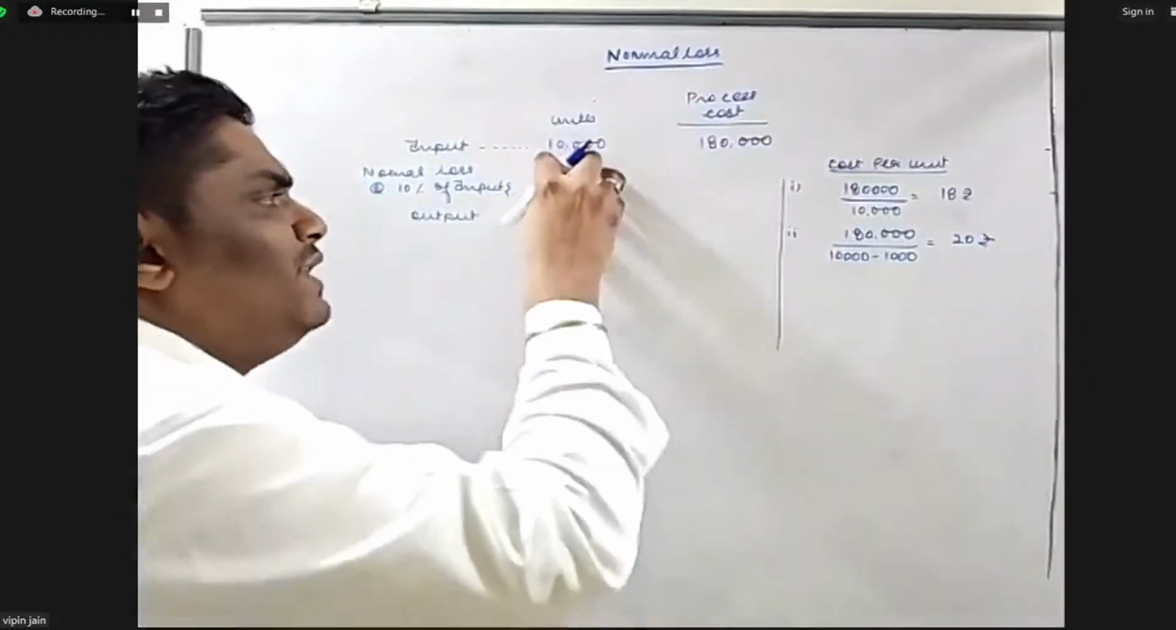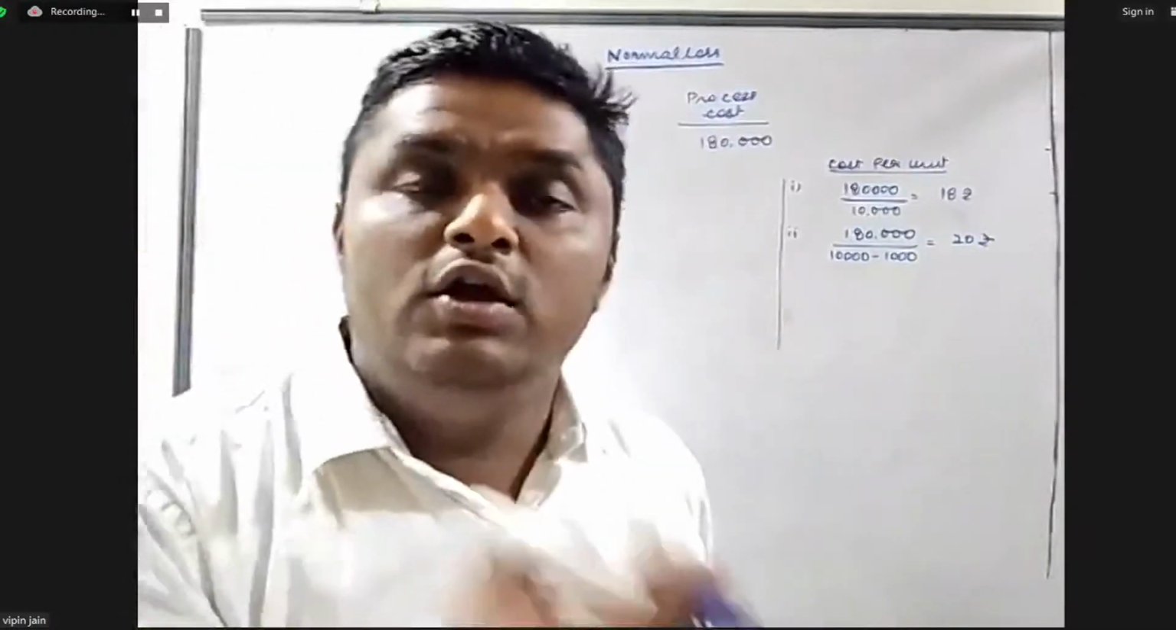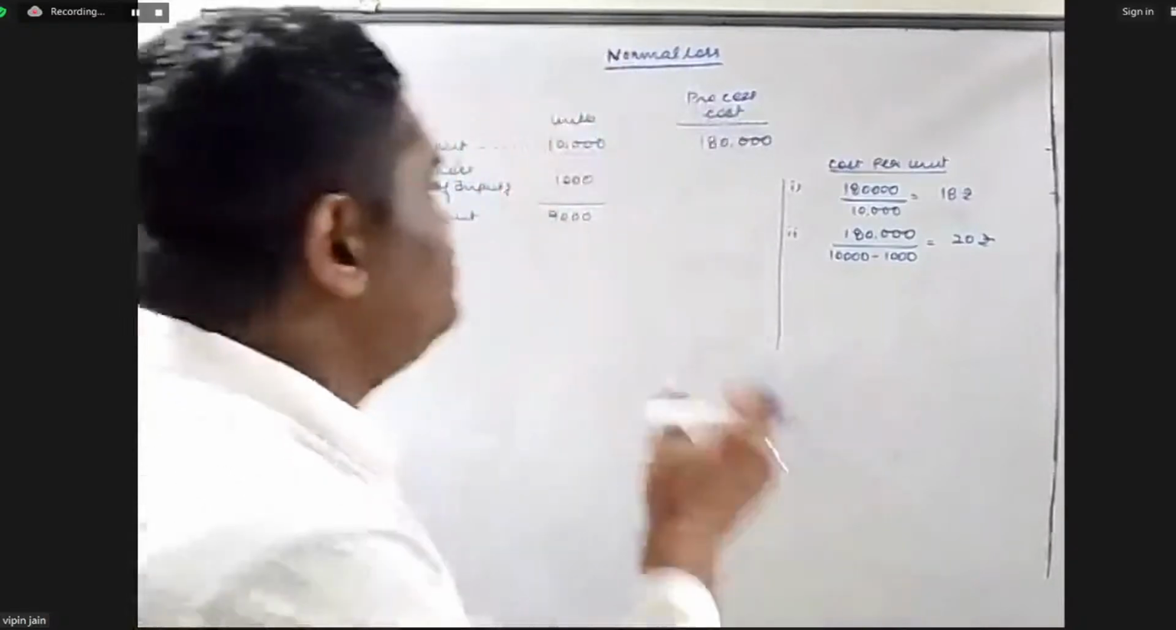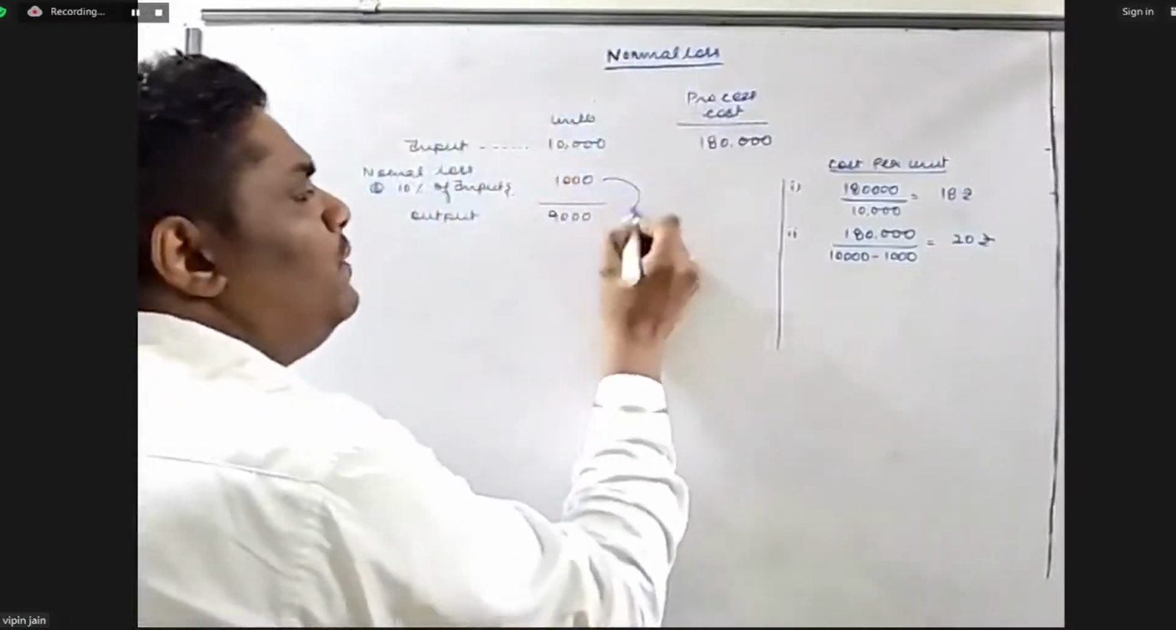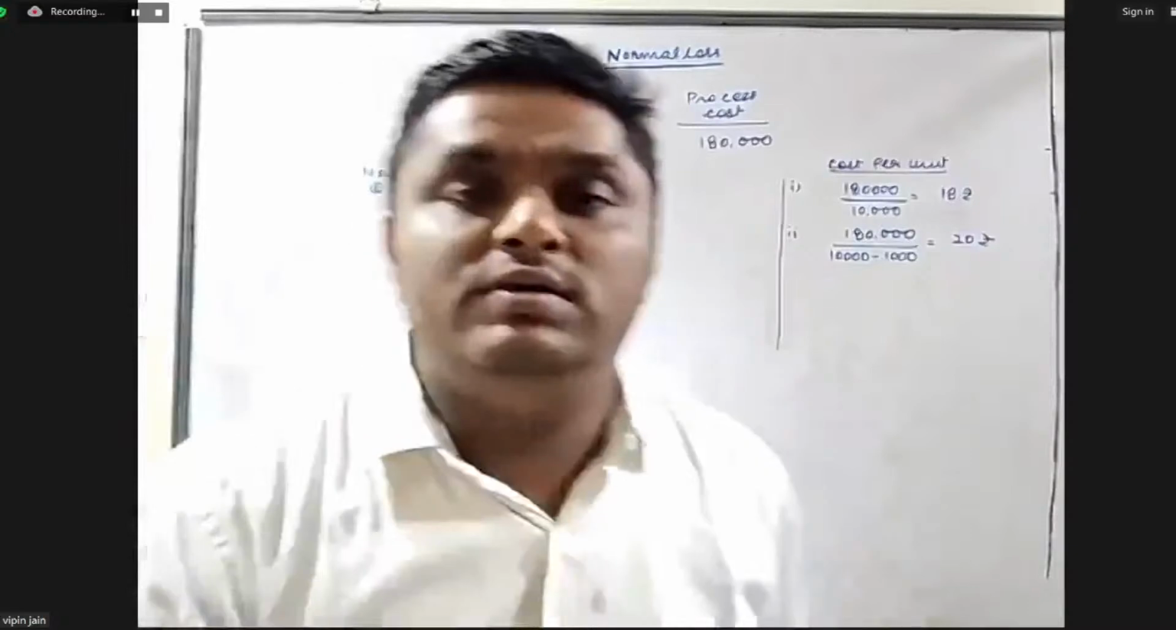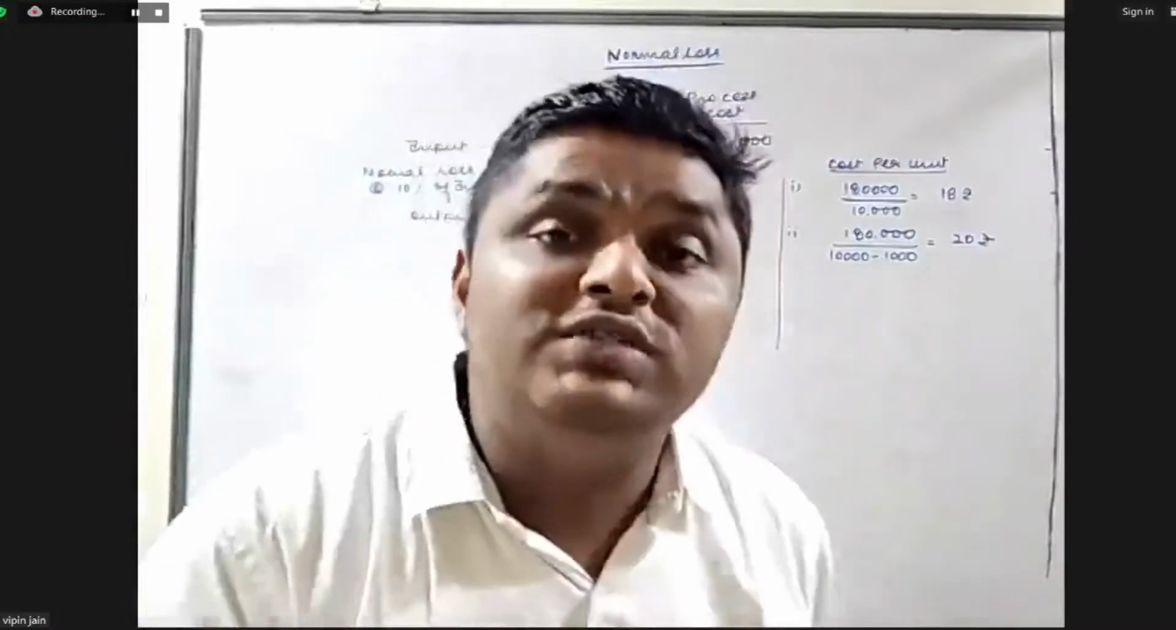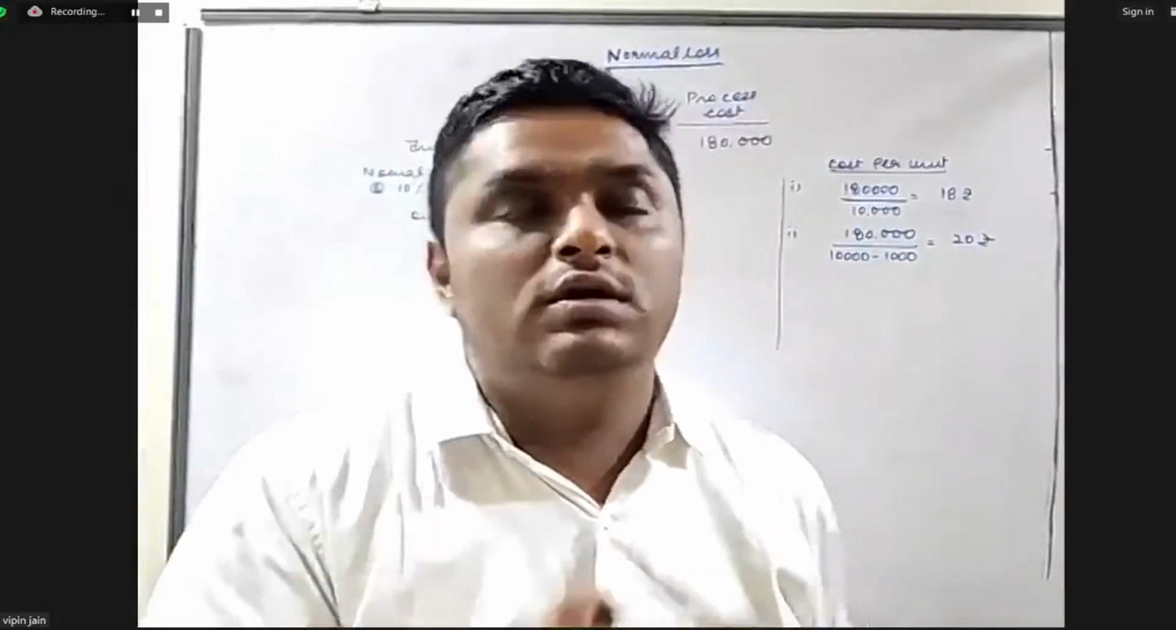It means what? In simple terms, the cost of the 1,000 units, who is bearing it? The remaining 9,000 units. It means what? The cost will be inflated due to normal loss.